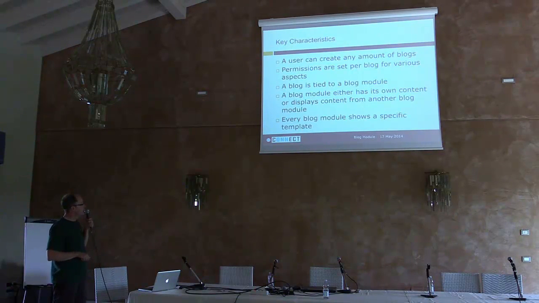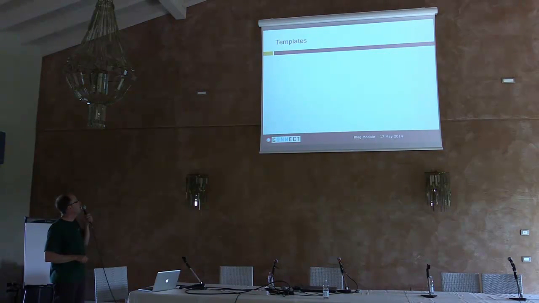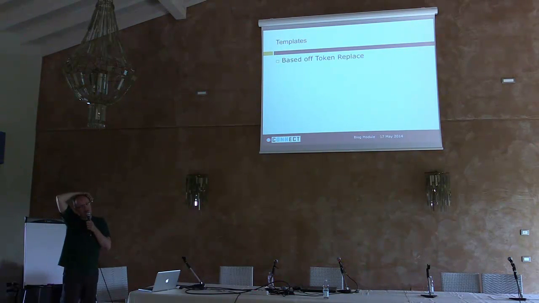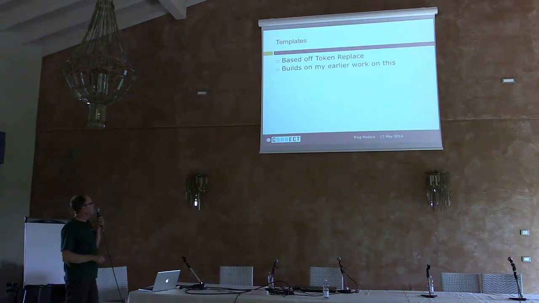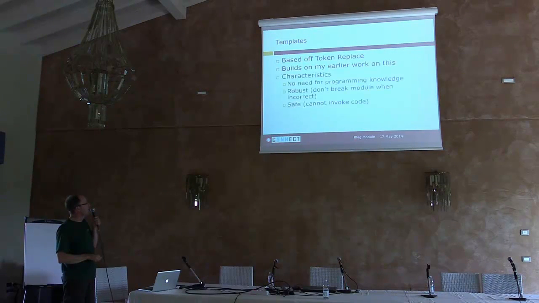And every blog module shows a specific template. There's no more hard ASCX going on. Now, templating is based off token replace. Has anyone looked into the templates for the new blog module yet, or tried, or pulled their hair out? No? Okay. So I'll just briefly show you that. It builds on my earlier work on this.